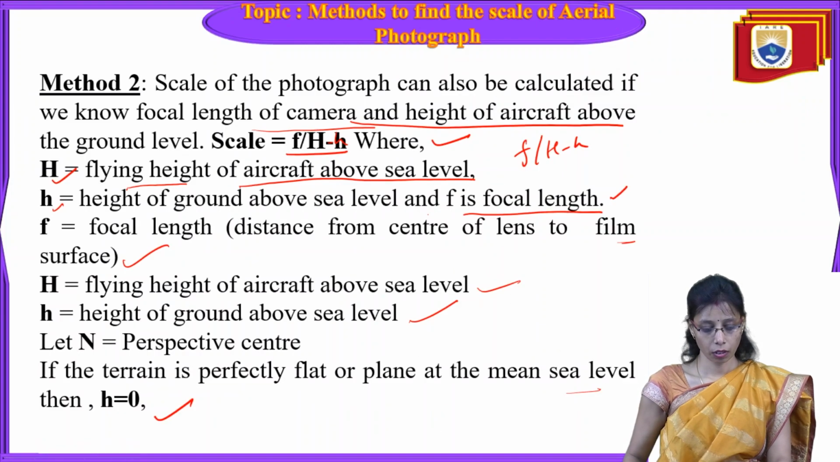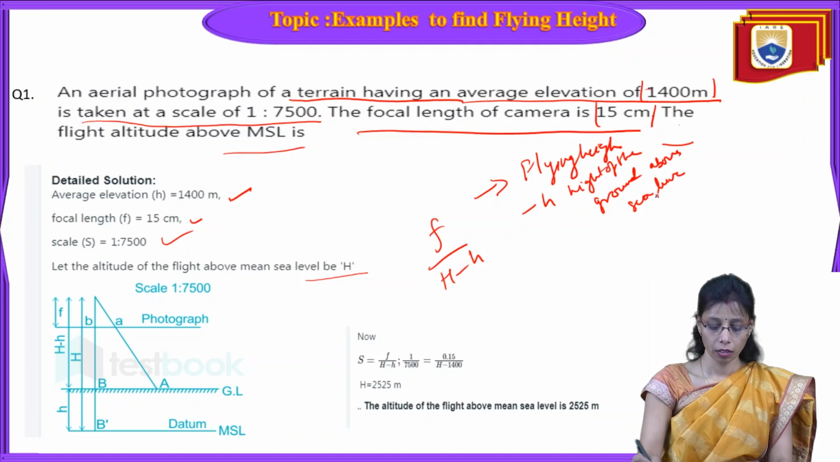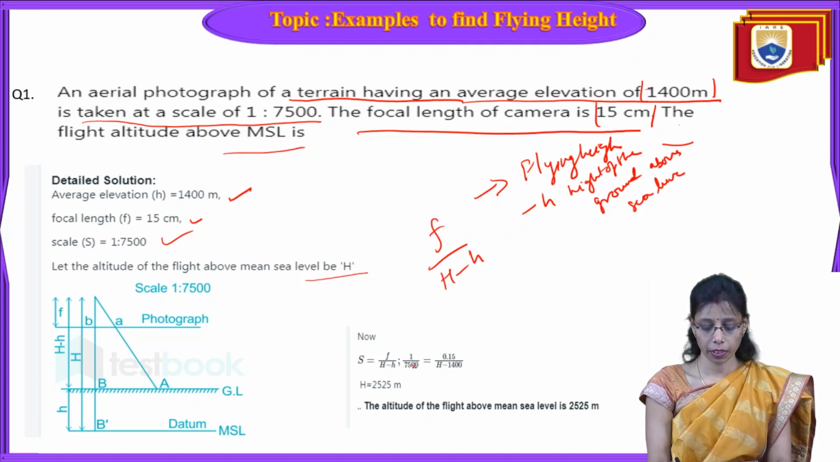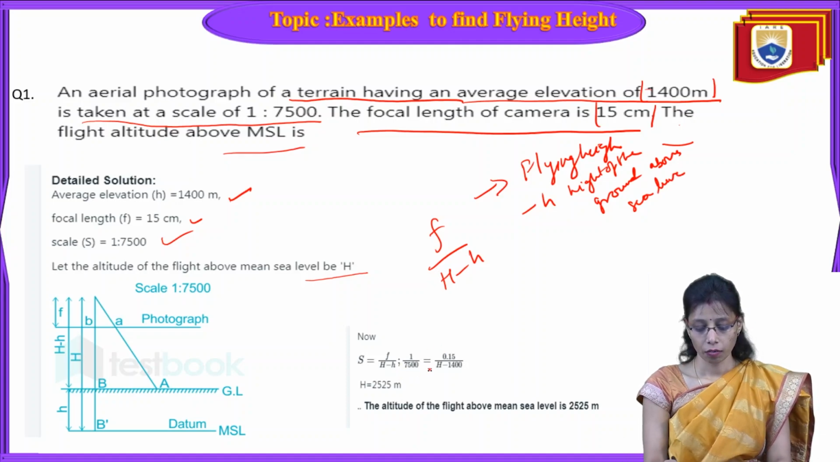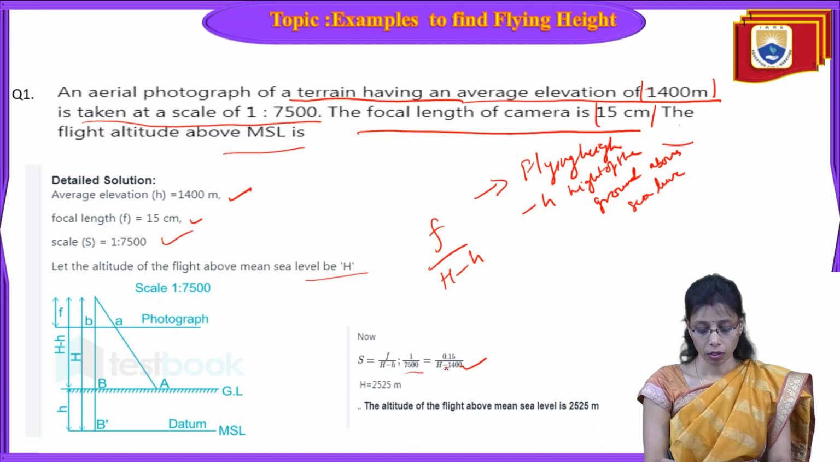Okay, so small h is the height of the ground above sea level. Here f by H minus h is equal to 1/7500, which equals 0.15 by H minus 1400. So finally we'll get a height of 2525 meters.